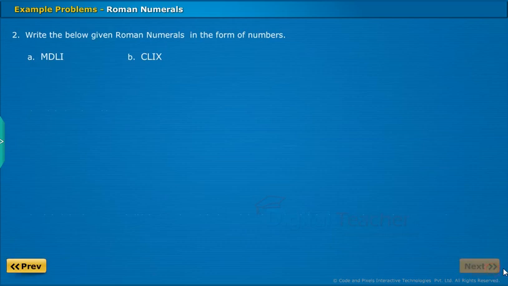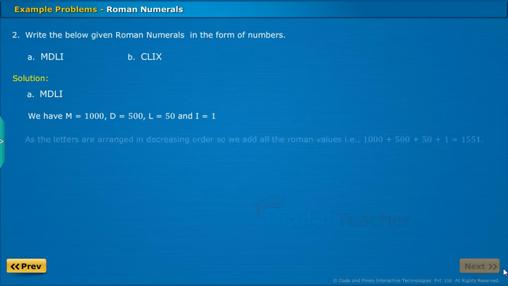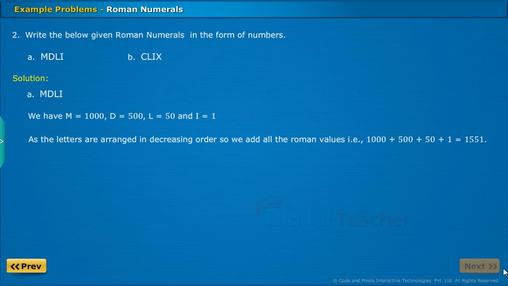Write the below given Roman numerals in the form of numbers. Initially, let us consider MDLI. We have M equal to 1000, D equal to 500, L equal to 50, and I equal to 1. As the letters are arranged in descending order, we add all the Roman values, that is 1000 plus 500 plus 50 plus 1, which is equal to 1551.